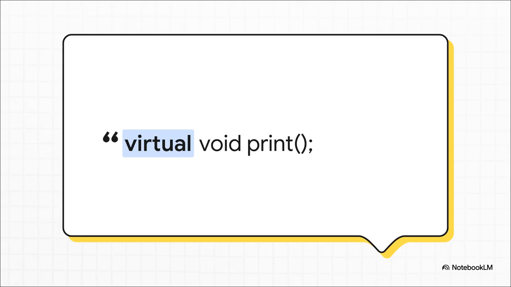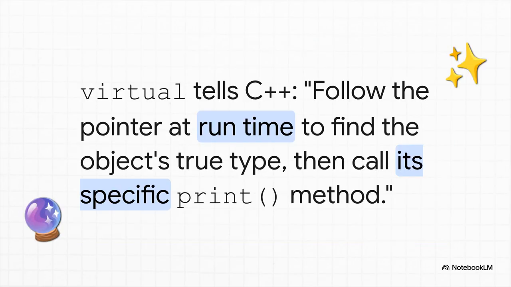So how do you unlock this? How do you make this magic happen in C++? It all comes down to one single keyword. You just add this one little word in front of your method declaration: virtual. That one word, virtual, changes everything.